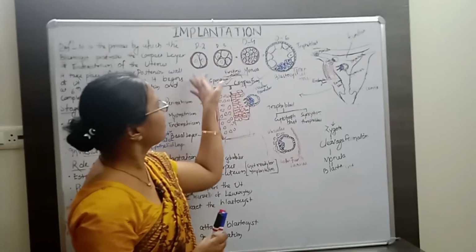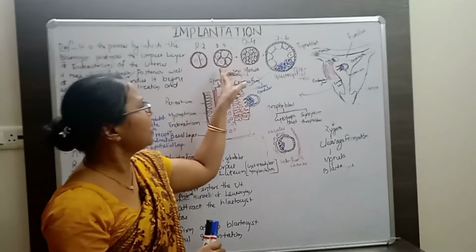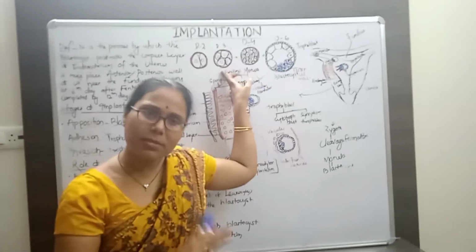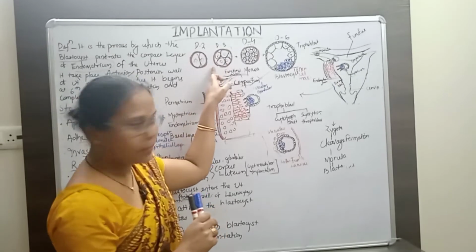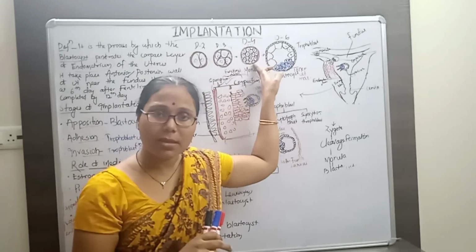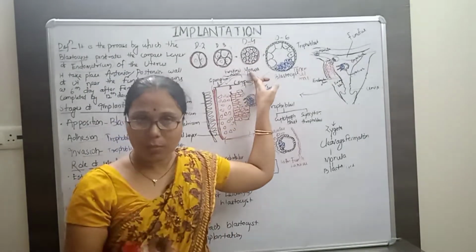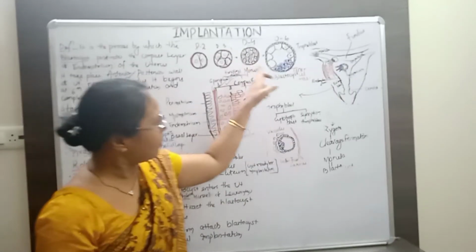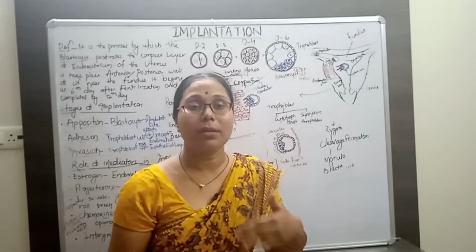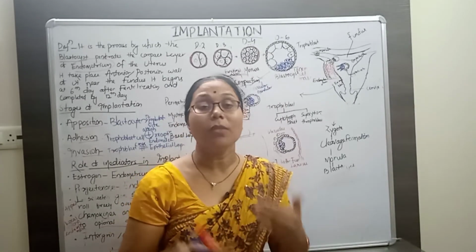So here there is the 2 cell structure, that is on day 2. In the picture on day 3 we see the 4 cell structure. It is covered by the zona pellucida, and on day 4, that is the 16 cell structure, also covered by the zona pellucida, it is called the morula formation. And after that, on day 6 it is called the blastocyst.